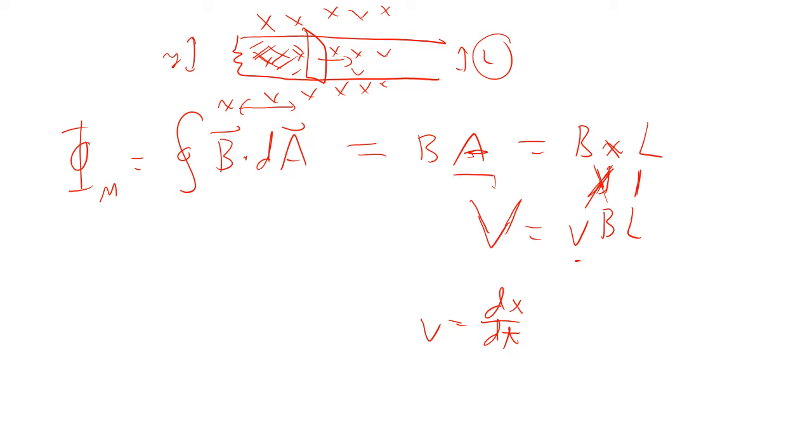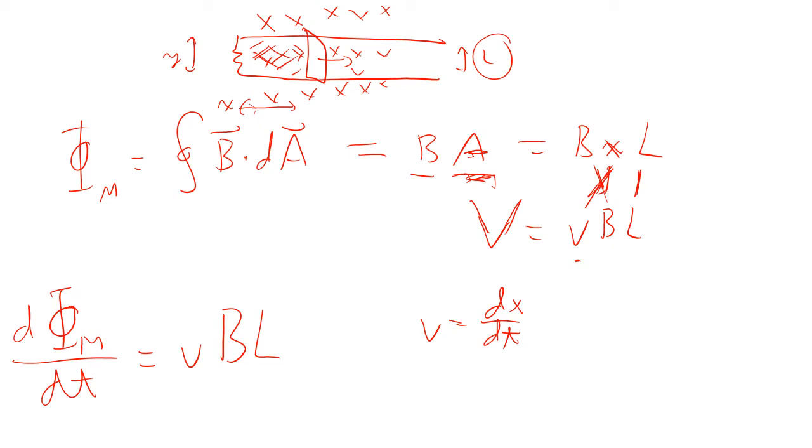Well, area doesn't change. Magnetic field's not changing. So that means we could then say if the flux changes, so area would be changing. Actually, area is changing because x is changing right here. So we could say that the derivative of the magnetic flux is going to be vBL. Okay. So that is going to be the EMF. Okay. And so that is going to be the voltage right here.